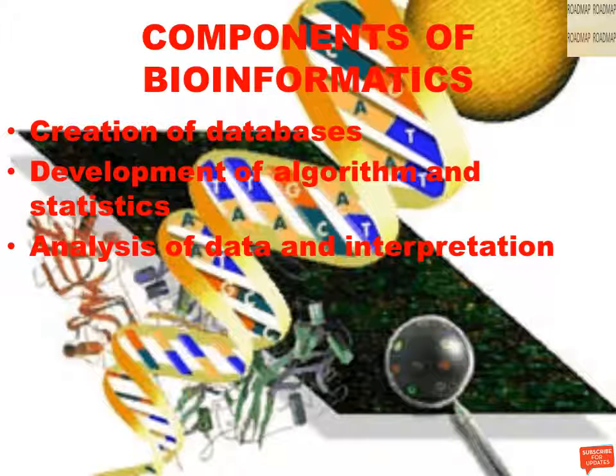Coming to the development of algorithm and statistics. It involves the development of tools and resources to determine the relationship among the members of large data sets. Example, the comparison of protein sequence data with the already existing protein sequences. Coming to the analysis of data and interpretation. This is the appropriate use of the databases and the algorithms and statistics to analyze the data and to interpret the results in a biologically meaningful manner. This is how the analysis of data and interpretation takes place.